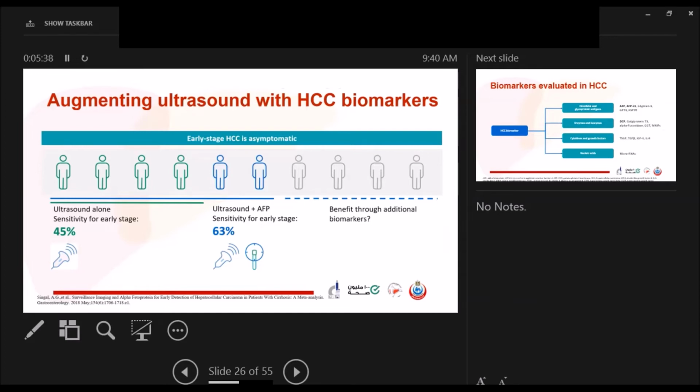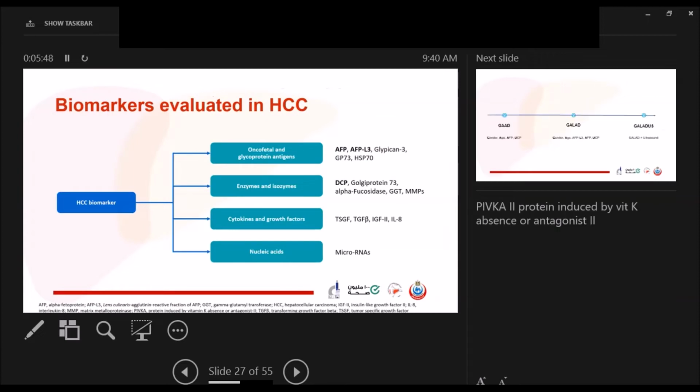Ultrasound alone can have a sensitivity in early stages of about 45%. It rises to 63% when combined with alpha-fetoprotein. And what about the new biomarkers? As you know, there are novel biomarkers being developed and under study.